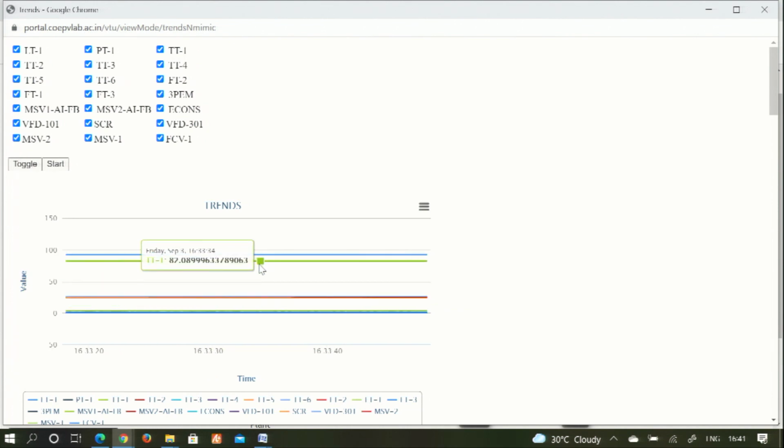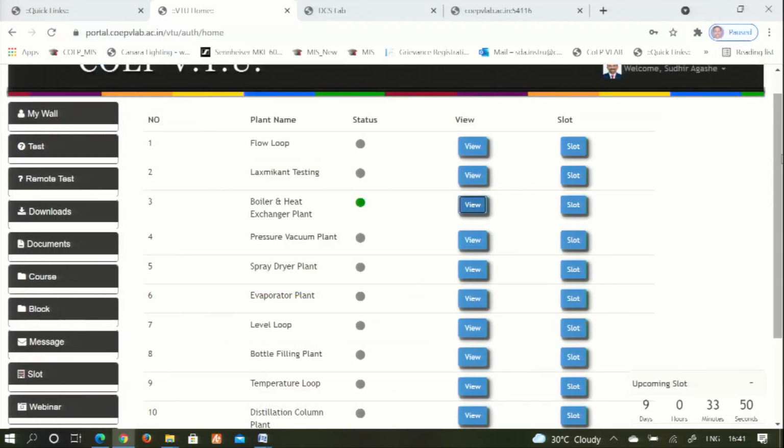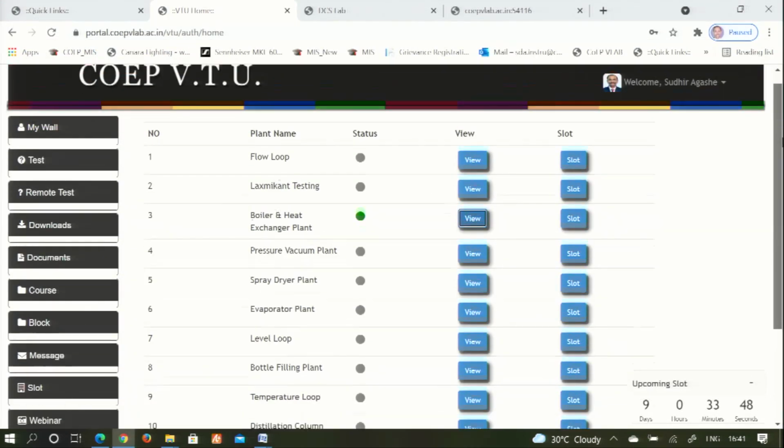So for each and every parameter which you are logging in, the students who are observing, and any student who is registered in this portal, can see what is happening even if he is not controlling the plant. So that is another beauty of this type of facility which is available.